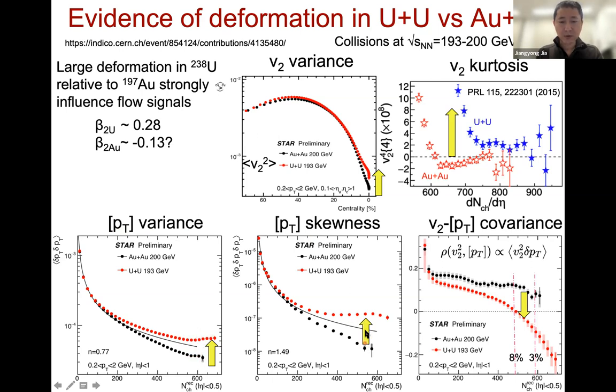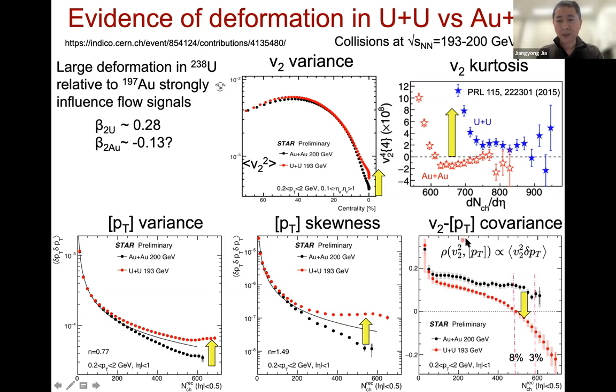The difference in the central collision for the skewness case can reach a factor of 10. There's even an indication of an increase of the skewness towards central collision. And this difference is not only limited to the central collision; you can see it even in the mid-central collision. So this influence of the deformation is quite large.